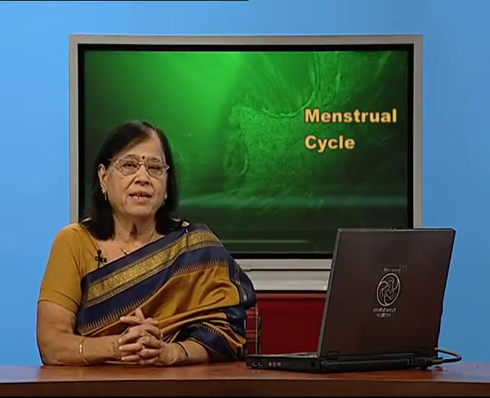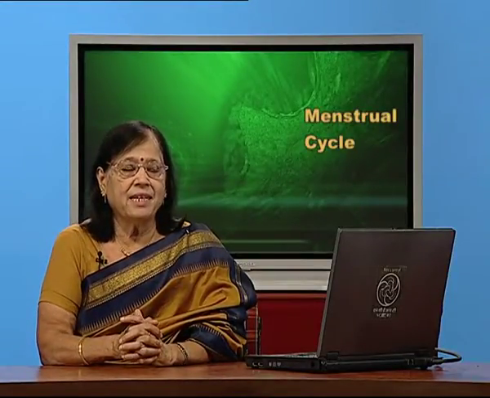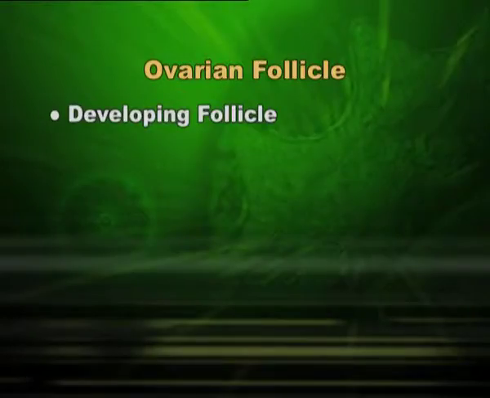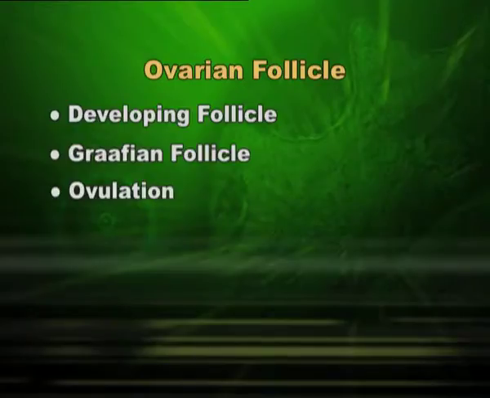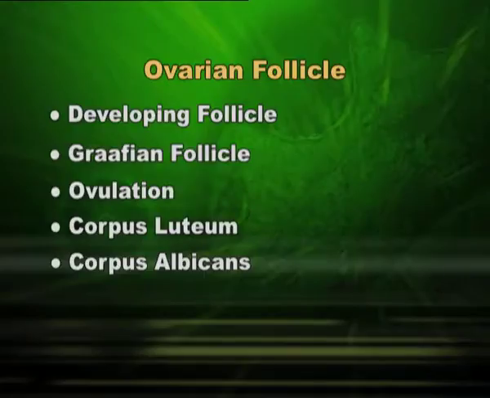When so many hormones work together to make one work possible, then it is called synergistic action of the hormones, and the menstrual cycle is one example of synergistic action. Ovarian follicles, you have already learned, there will be a developing follicle, there will be a Graafian follicle, there will be ovulation, there will be corpus luteum and corpus albicans. These are the stages of follicle.